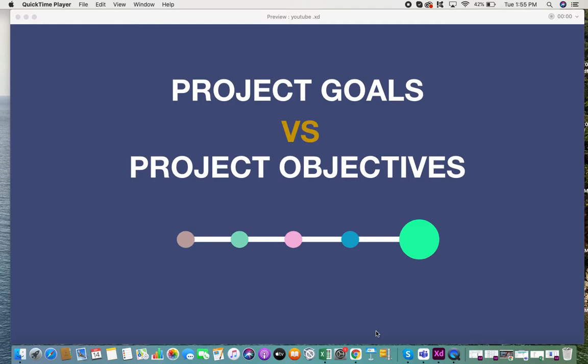So hi everyone, today I would be giving you some information on project goals and project objectives. We would be familiar with goals and objectives, but if you have ever come across a time where you were supposed to set a goal or an objective for the project, then here is some information on how you can set the goal and objective.